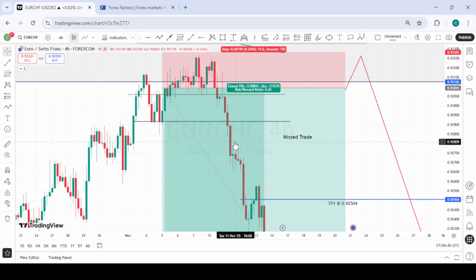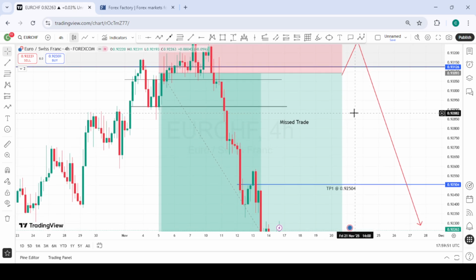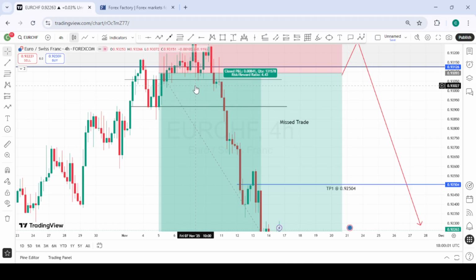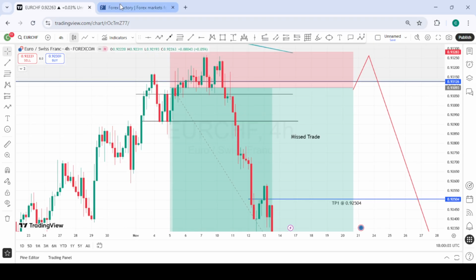Then we could get a pullback into this zone to give us a better entry to the downside, but we didn't get that opportunity. But all hope is not lost. There's still another opportunity for us to take this EURCHF trade for the coming week. So we are going to look at that. Let's dive into the economic calendar for the coming week.